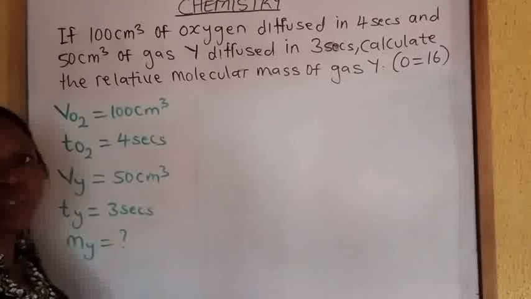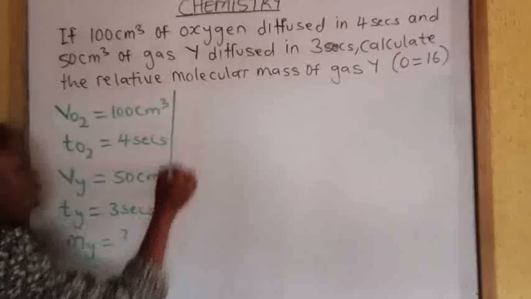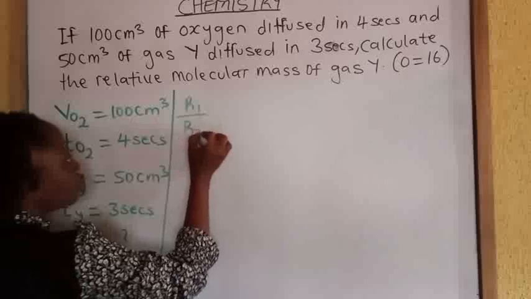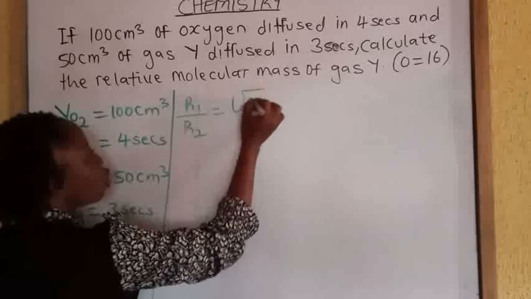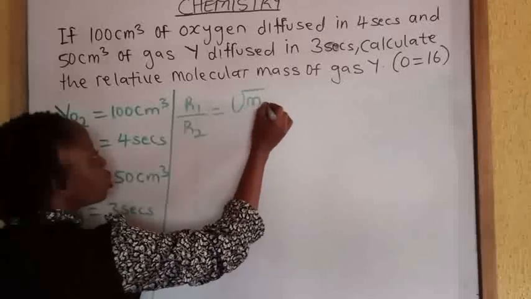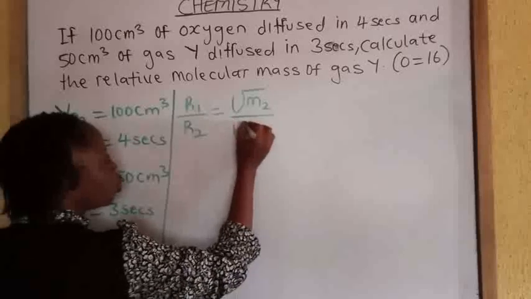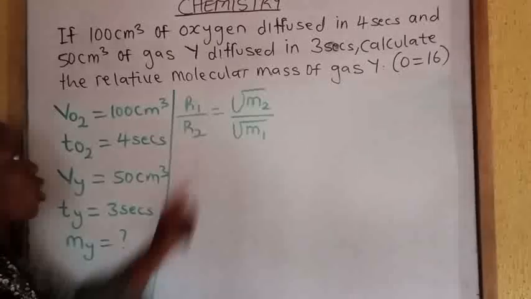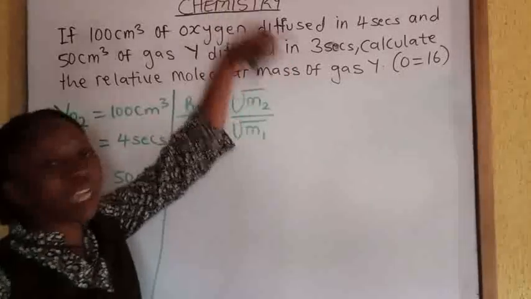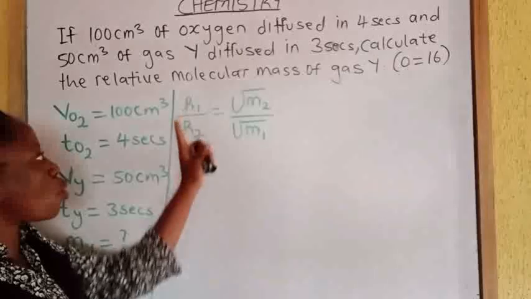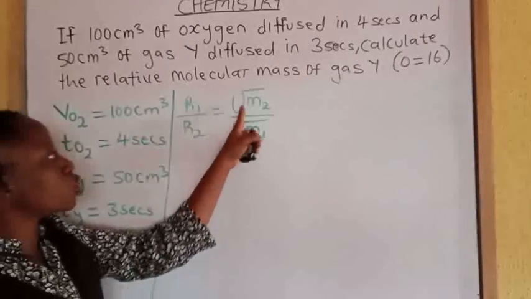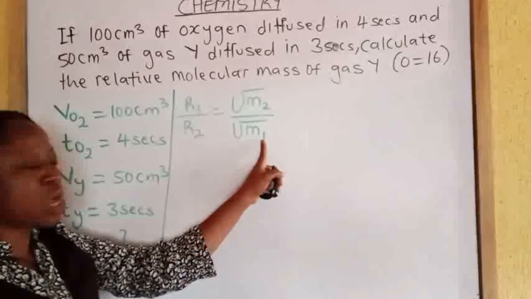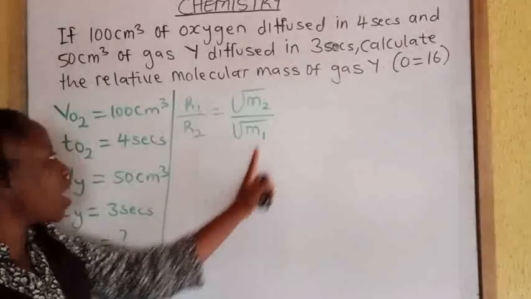According to Graham's law of diffusion, R1 over R2 equals the square root of the molar mass of gas 2 divided by the square root of the molar mass of gas 1. That is when your question is talking about a gas diffused. So you use R1 over R2 equals the square root of the molar mass of gas 2 divided by the square root of the molar mass of gas 1.